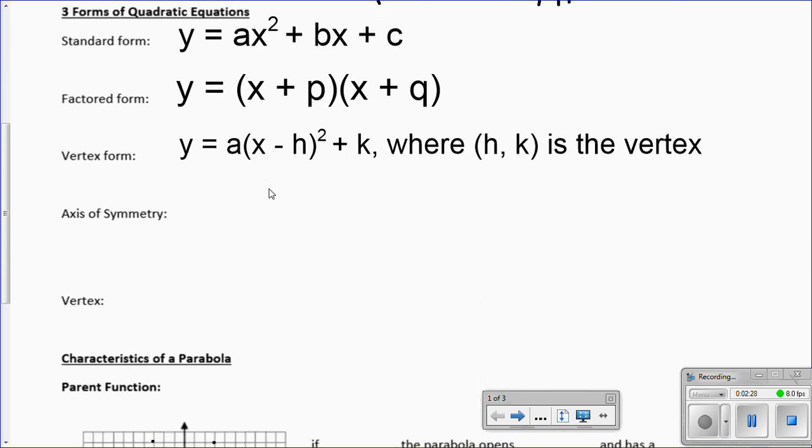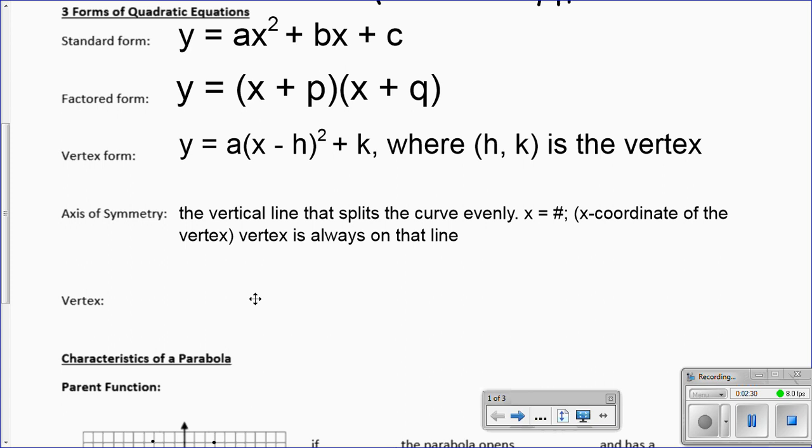The axis of symmetry is the vertical line that splits the curve evenly. That's the folding line that you can fold your curve around, and they'll line up perfectly. That's what makes it symmetric. We write it like the equation for a vertical line, so it's going to be x equals whatever that number is, which is also the x-coordinate of the vertex. Your vertex will always be on that axis of symmetry.